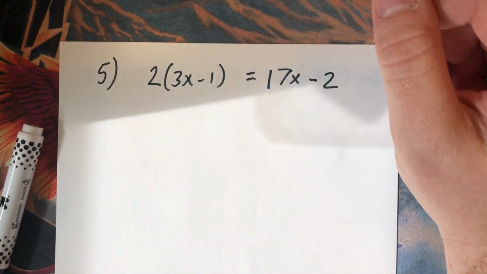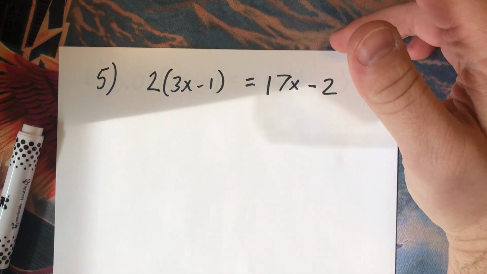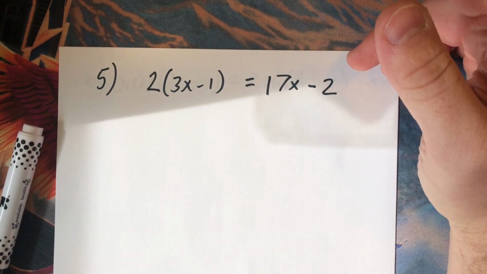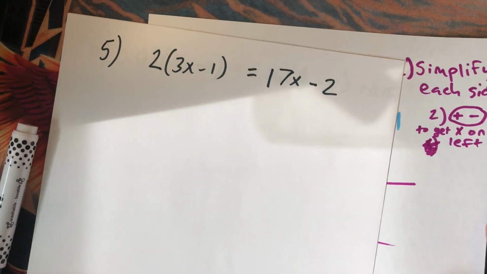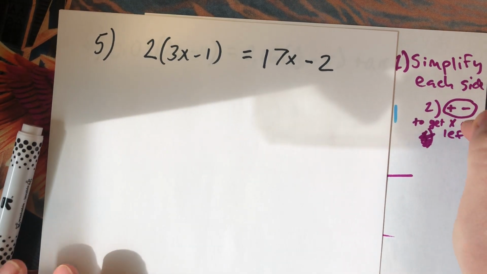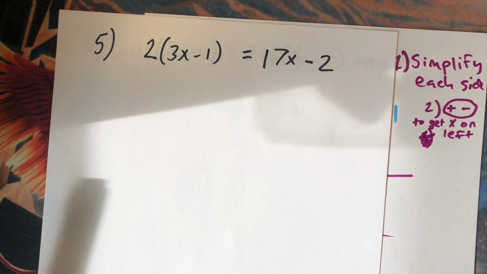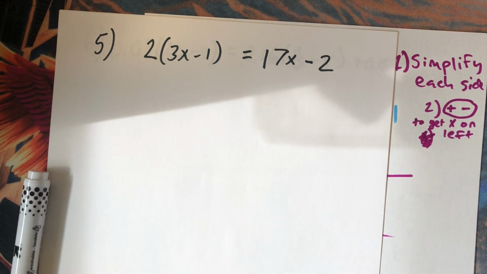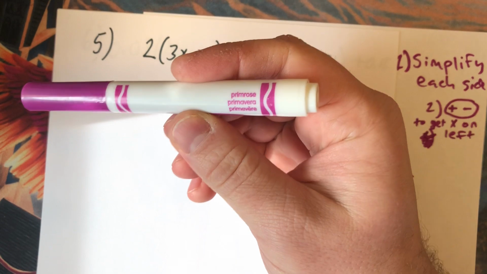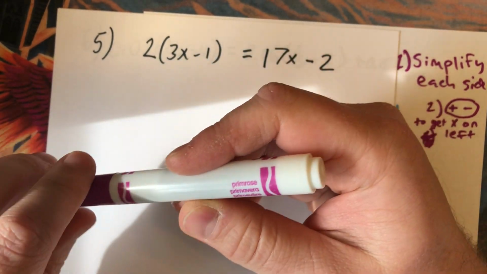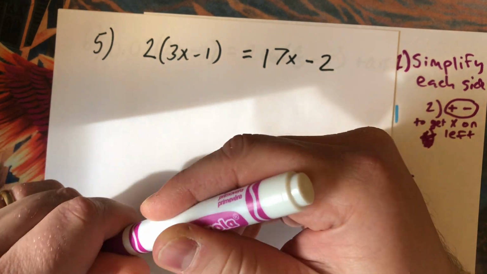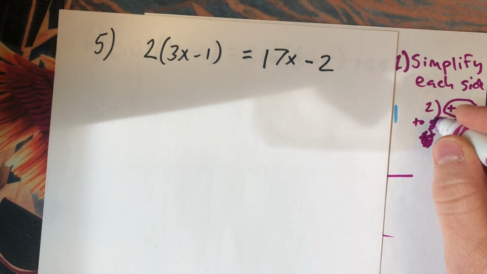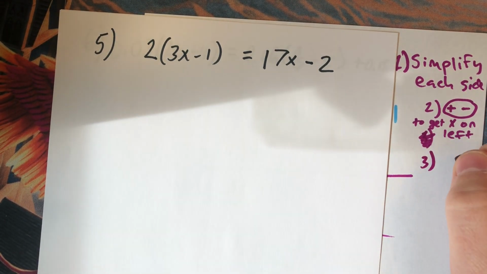This one adds an extra layer. If we go back to our steps that I didn't finish: simplify each side, plus minus, get x on left, and then we'll finish it up. Also, if you're wondering what color this is called, primrose, or primavera. All right. So 3 is solve normally.